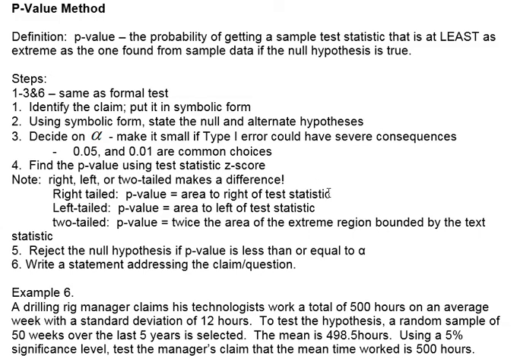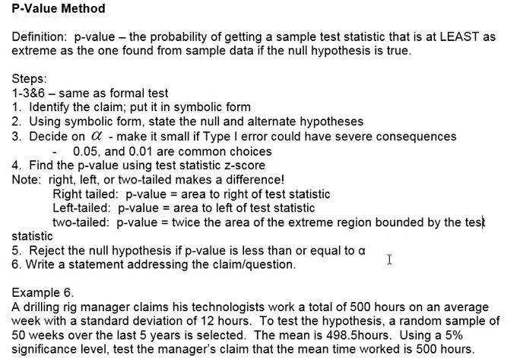Now what the p-value is in terms of that "at least as extreme": if it's a right-tailed test, we look at the area to the right of our test statistic. If it's left, area to the left. And if it's two-tailed, we go to the far side and then double it. So we take twice the area of the extreme region bounded by the test statistic.